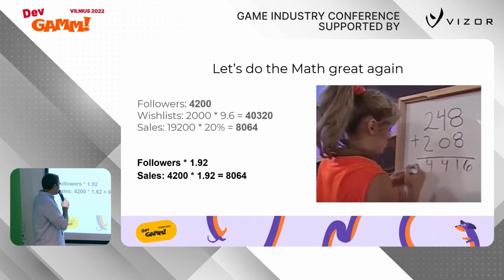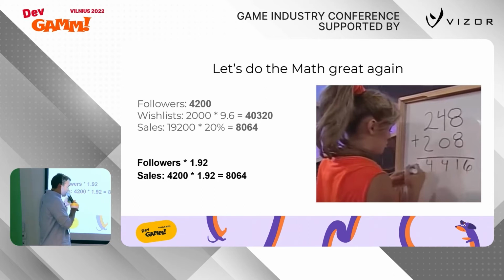In my example, this figure is about 1.92, but you need to be careful here and use magic very carefully outside Hogwarts, because the figure can vary from genre to genre, from different audiences, from game to game. Okay, so now we know how many we sell in the first week.